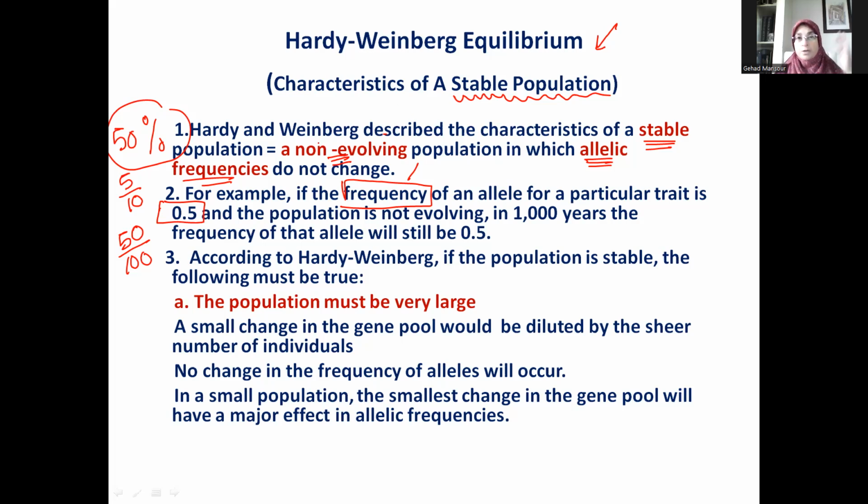Say, for example, there is a dominant allele for a particular trait and a recessive allele for a particular trait, and the recessive or dominant allele represents 50%, then in 1,000 years, it will stay as it is if there is no evolution. So there are certain characteristics for a population to be said to be stable.